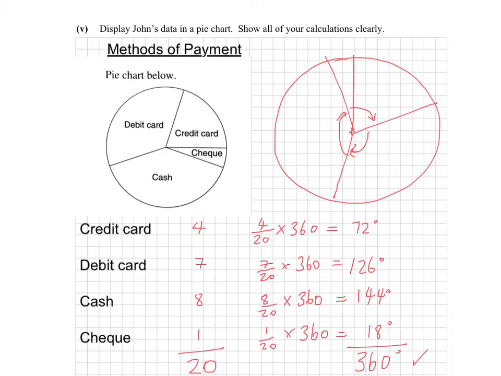There's no need or requirement to write out your angles. There's no need to actually go, okay, this angle here is 72 degrees, this angle here is 126, etc., etc. As long as you have your workings elsewhere, they're not required. What is definitely required is that you label each sector with some sort of label.